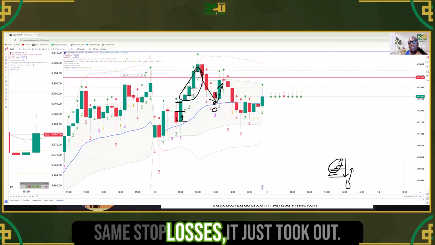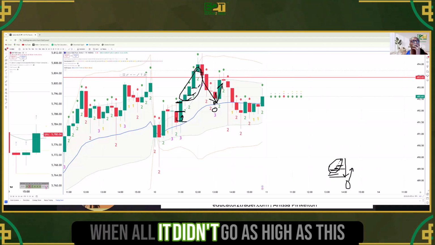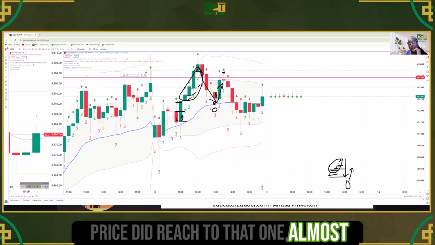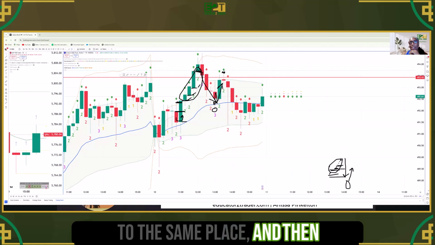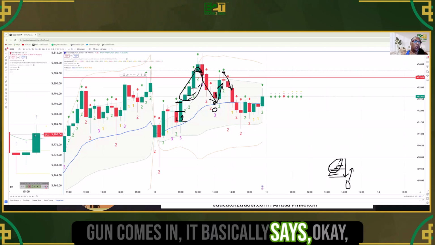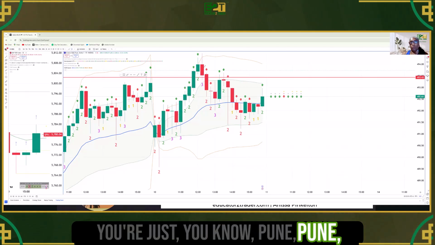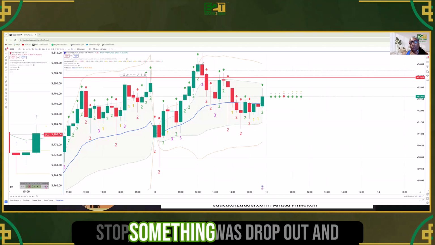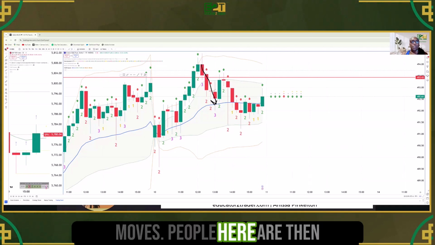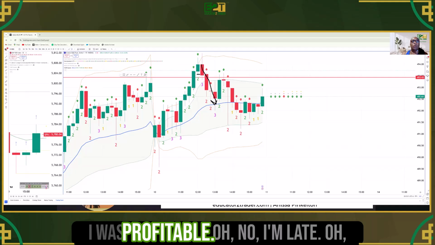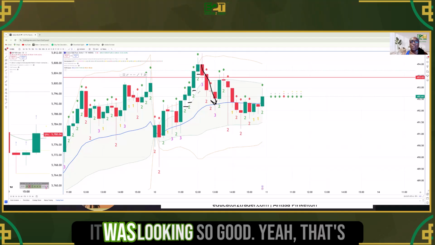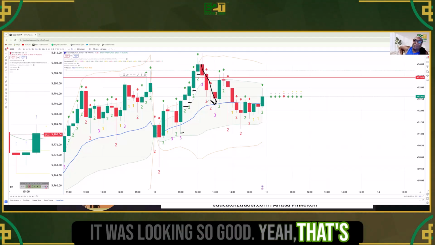Through all these same stop losses it just took out. It didn't go as high as this one. And then the price did reach almost to this one up here, reached right back to the same place and then reversed and came back down. So that's where the pivot machine gun comes in. It basically says, okay, you're just, pew, pew, pew. And then all of a sudden something will drop out and machine gun all those stops in a few moves. People here are then scrambling. People who are like, oh, I wasn't profitable. Oh no, I'm late. Oh no, my trade's going red. Oh no, it was looking so good. Yeah, that's the pivot machine gun.